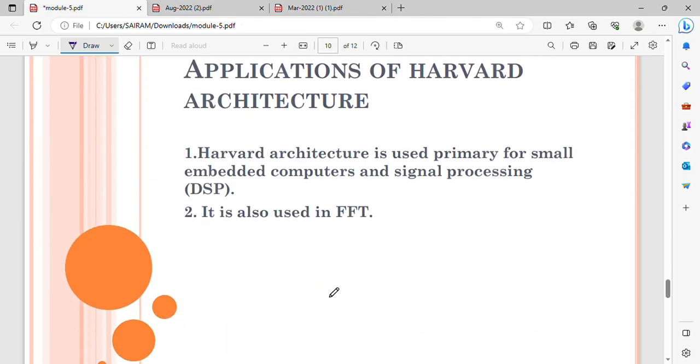Now, applications of Harvard architecture. They are used primarily for small embedded computers, and DSP. It's used for DSP itself. And then it's also used in FFT.